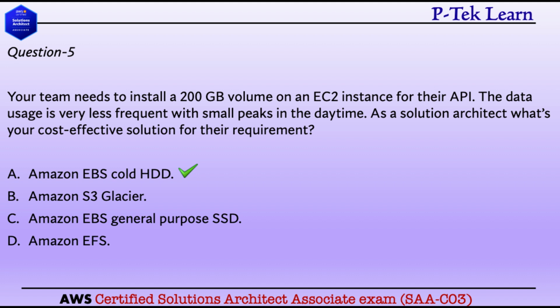Option B, Amazon S3 Glacier is for permanent storage and long-term storage. Amazon EBS General Purpose SSD. So totally this is for large volumes of data and for permanent storage. Option D, Amazon EFS, same thing. So we can store the data in EFS for long-term storage purposes, and it is not cost-effective.